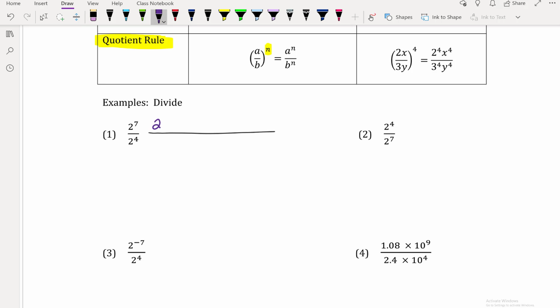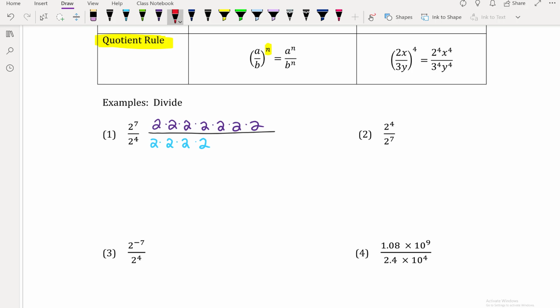like this. So I have 1, 2, 3, 4, 5, 6, 7 2's up on top, right? 2 to the 7 actually means that 2 is being multiplied 7 times. So down at the bottom, if I have 2 to the 4 power, then how many times are they being multiplied? It's being multiplied 4 times. So I have 1, 2, 3, 4 2's that are being multiplied.